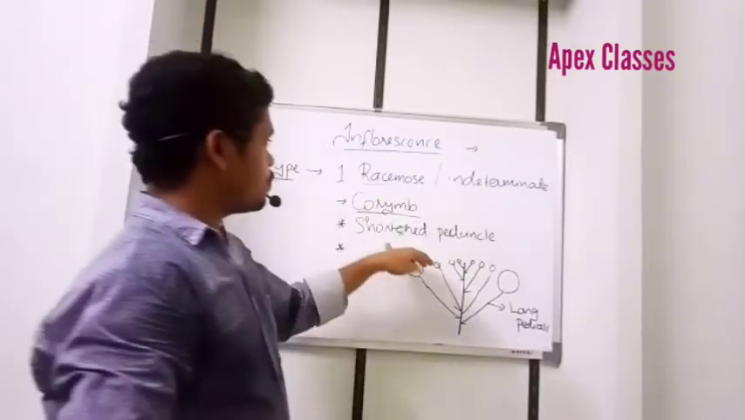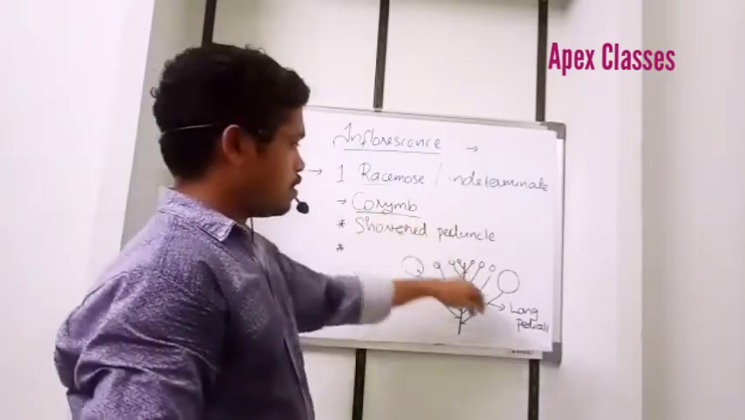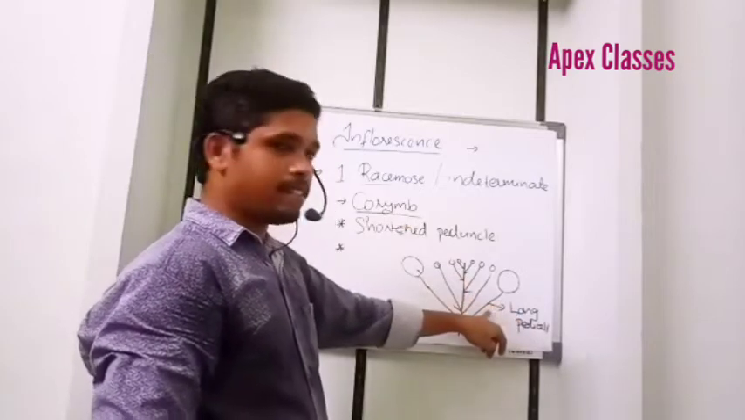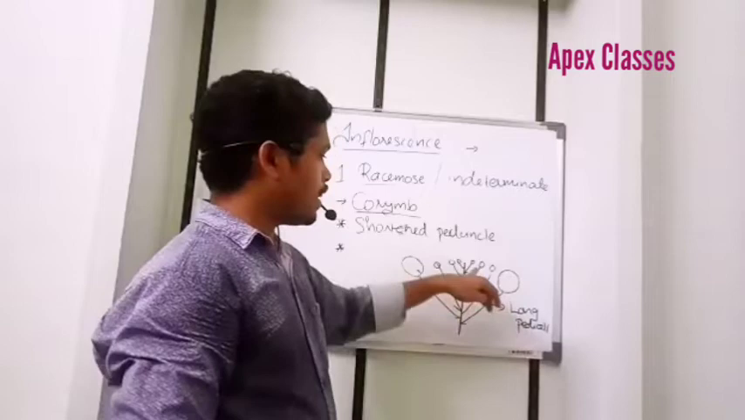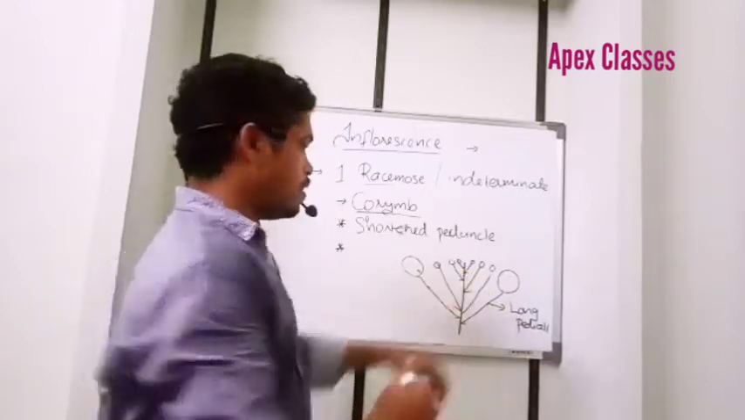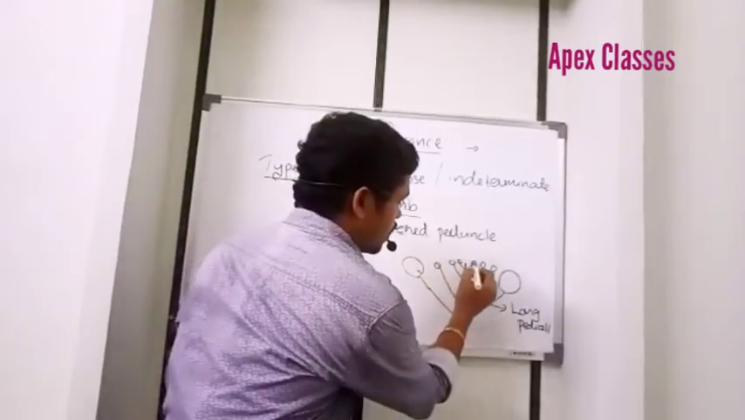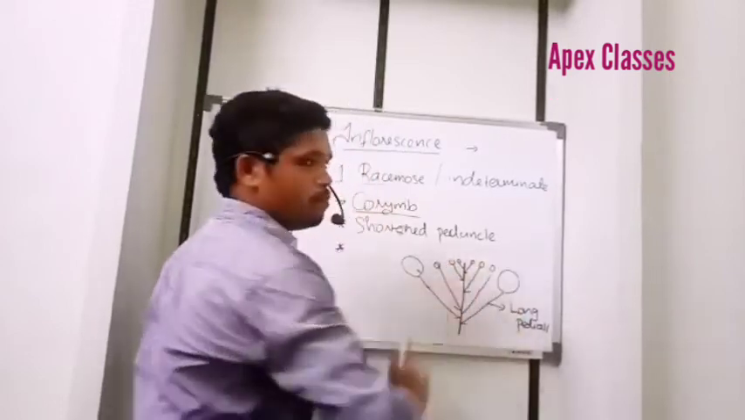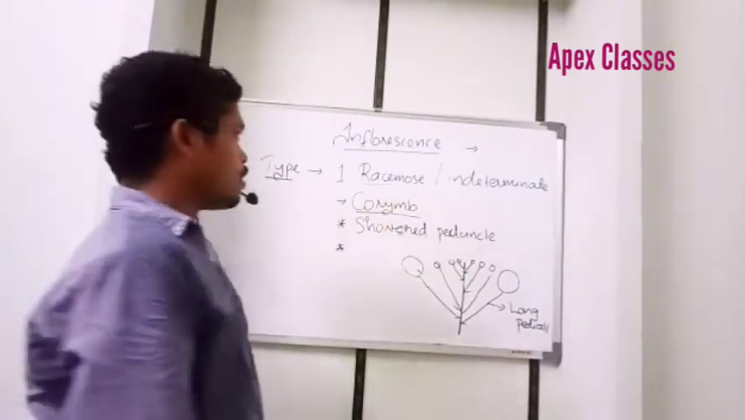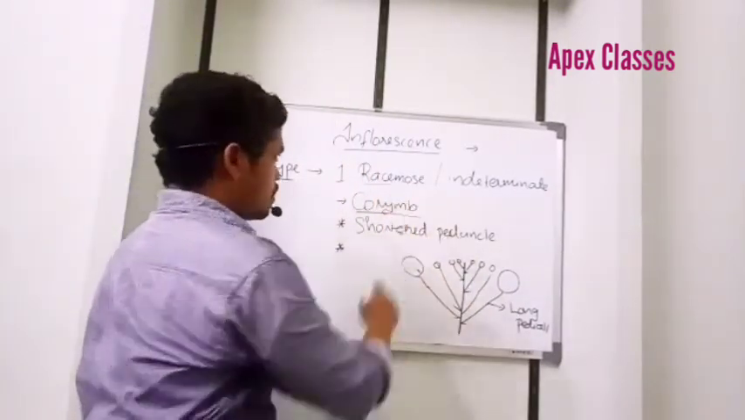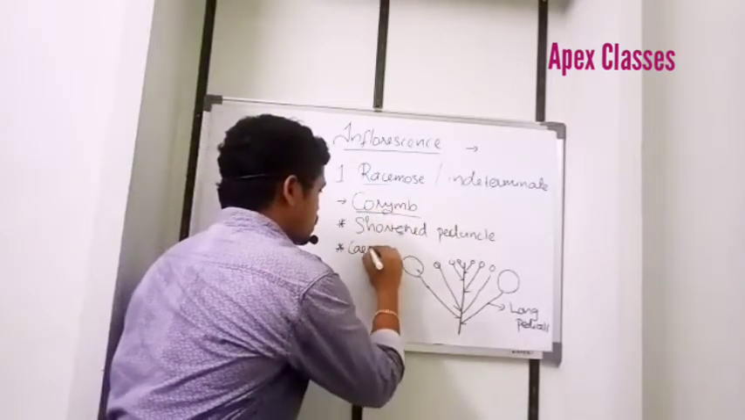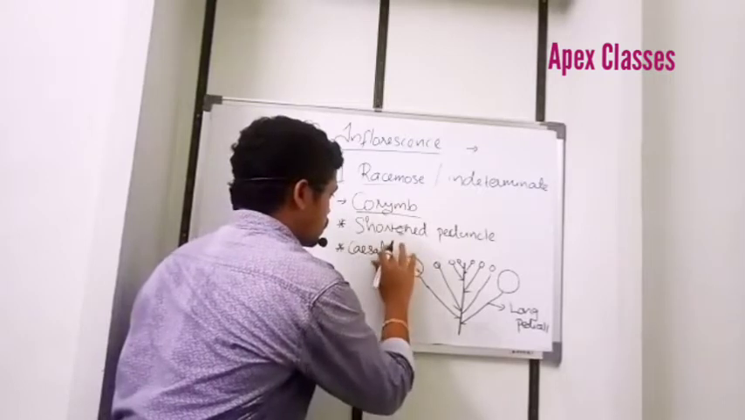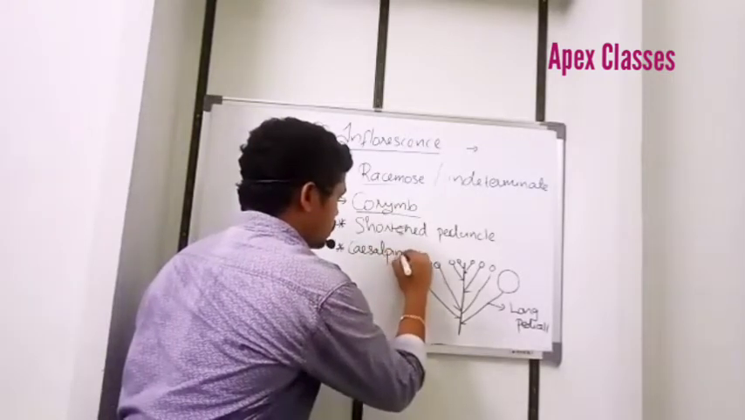This is the character of corymb inflorescence. Flowers are pedicellate, have a stalk. Older flowers have long pedicels, whereas younger flowers have short pedicels. So the flowers are arranged at the same level. This is the character of a corymb inflorescence. Example, Caesalpinia.